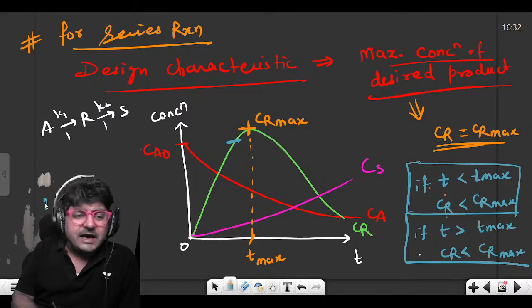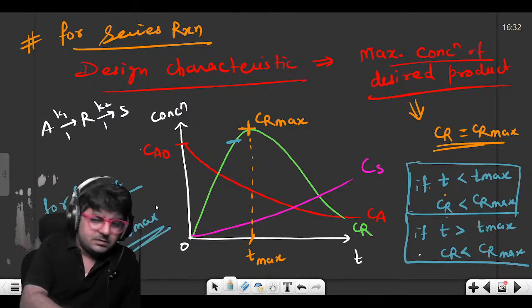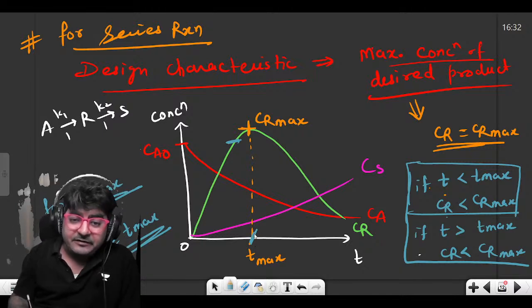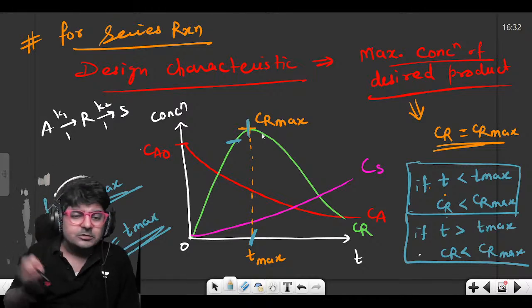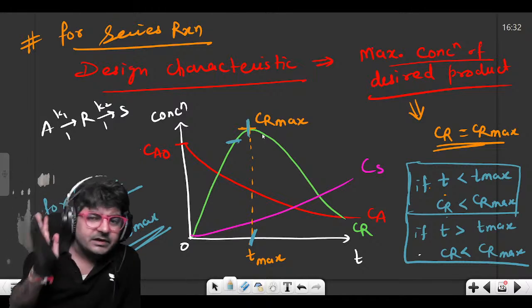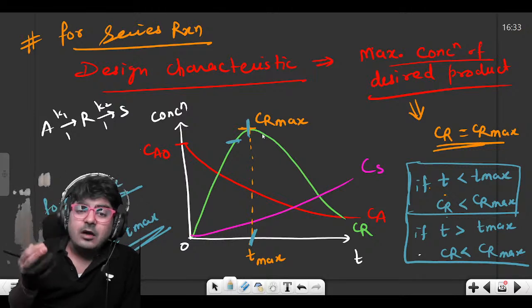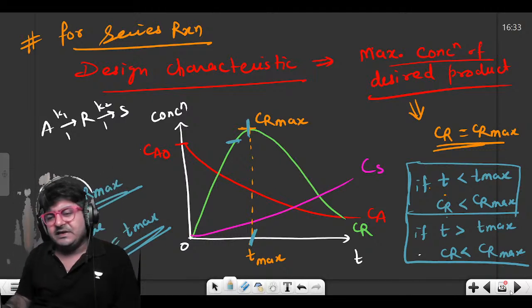है ना? For CR max, what is important? For CR max, it is important that the reaction time t should be equal to t max only. Means the reaction should stop at this moment. And I know that if I stop the reaction at this point, then CR will be maximum. तो इस टाइम तक ही हमें रिएक्शन को कंडक्ट करना है. We will conduct the reaction up to this time t max only. Now the point is, how can I find out the value of t max and CR max? That is very easy.